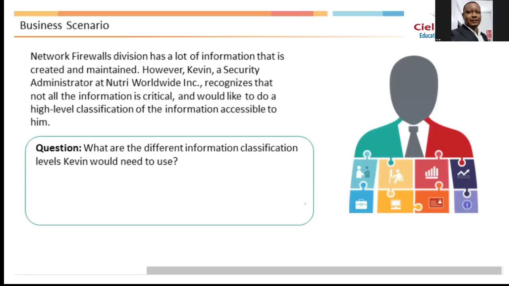Let's take a look at this case study and you tell me what you make out of it. Network Firewalls Division has a lot of information that is created and maintained. However, Kevin, a security administrator at Military Worldwide Inc., recognizes that not all the information is critical and would like to do a high-level classification of the information accessible to him. What are the different classification levels Kevin would need to use?